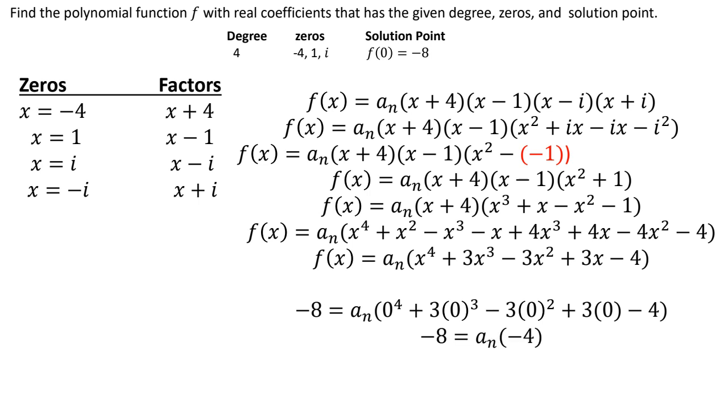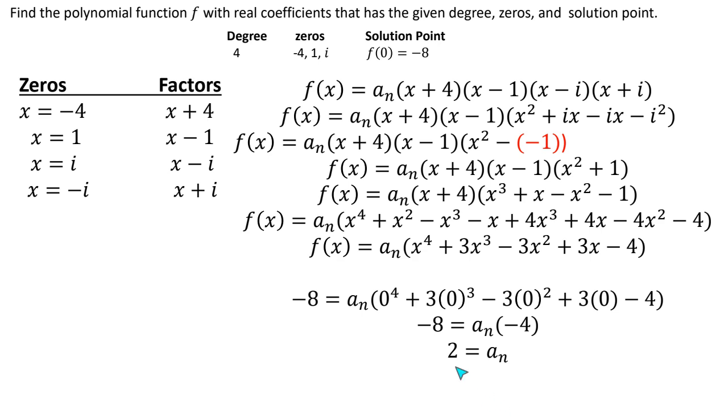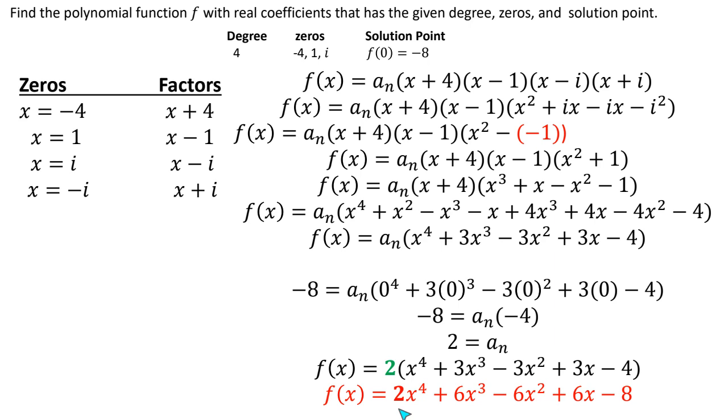And so now I can divide by negative 4. And so negative 8 divided by negative 4 is going to give me a positive 2. So I'm going to go ahead and write that in the front here. And then I'm going to multiply everything by positive 2. So my answer is 2x to the 4th plus 6x cubed, and so on.